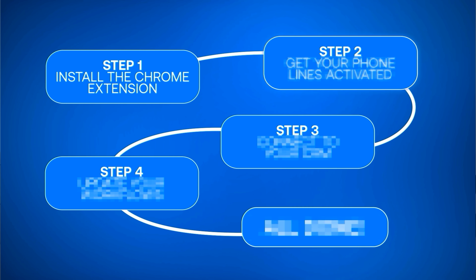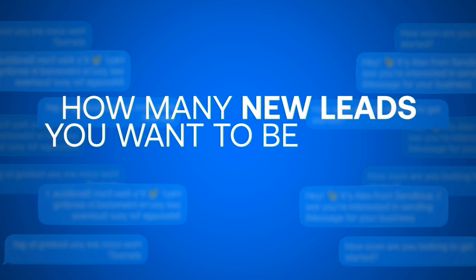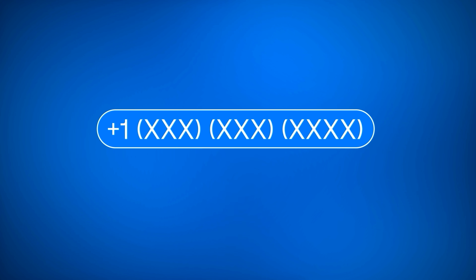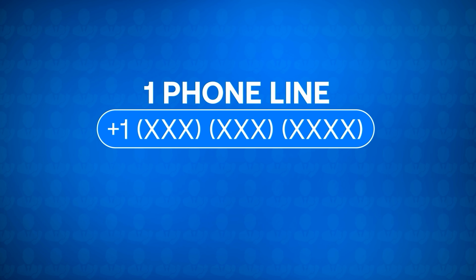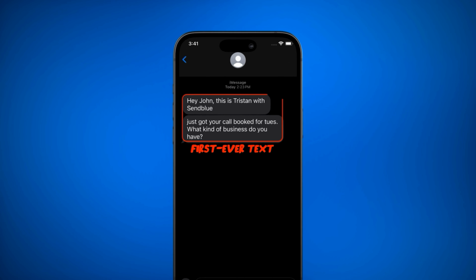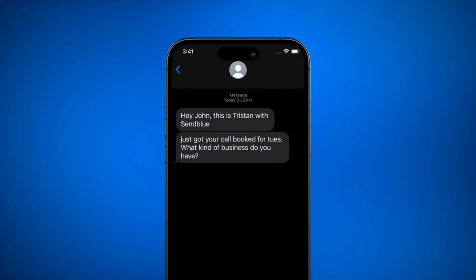Step 2 of the setup is getting one or many phone lines activated for your business, and no, this doesn't require a registration or a wait period. It just requires you to figure out how many new leads you want to be texting every single day. And here's an easy way to figure this out. For every 50 new conversations that you want to have per day, you'll be assigned one phone line. New conversations here means new people that you've never texted before.